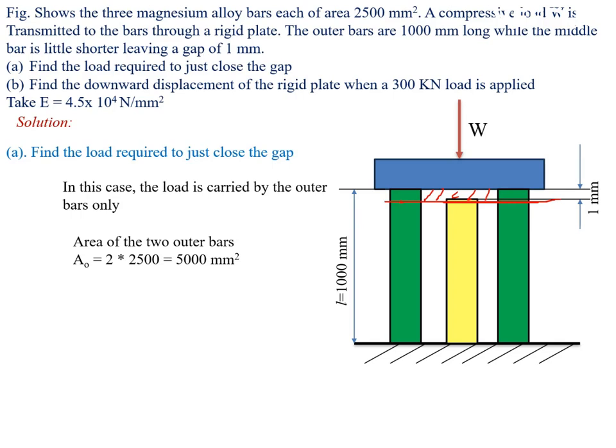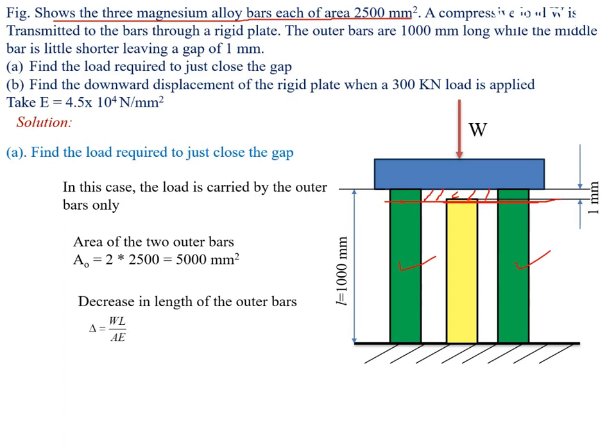Let us observe the problem. Three magnesium alloy bars, each of 2500 mm square area. In this problem, deformation is possible only for the outer bars. So two outer bars are there, and the area of each bar is 2500. So the cross-sectional area of the outer bars is 2 into 2500, that is 5000 mm square.